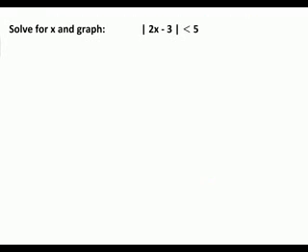So now let's try to solve an AND problem. Absolute value of 2x minus 3 is less than 5. So let's think about what that is.